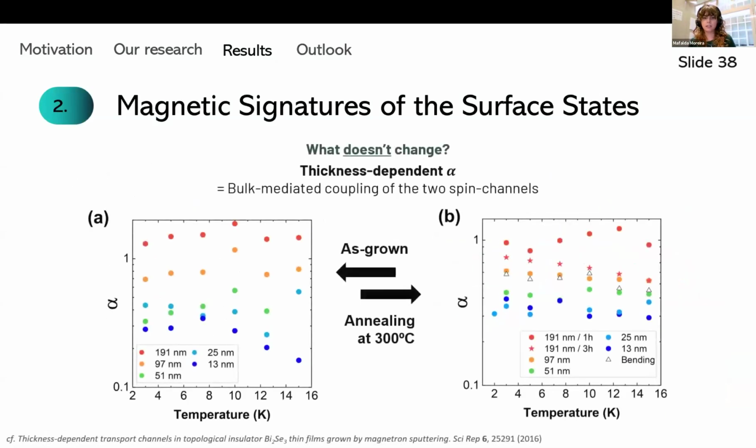And what we saw is that first, starting with what doesn't change, both before and after annealing, we see that this alpha coefficient is not just controlled by the number of surface states, which we expect to see in the material, but also by thickness. And this can be explained by a bulk-mediated coupling of the two spin channels, which was also observed in a scientific report that came out in 2016 in films grown by magnetron sputtering, as you see quoted here at the bottom. So it seems that for the thinner films, we see a single effective surface channel, whereas for the thicker films, the contributions of the surface states can be completely separated. And so we have two independent spin channels, as expected.